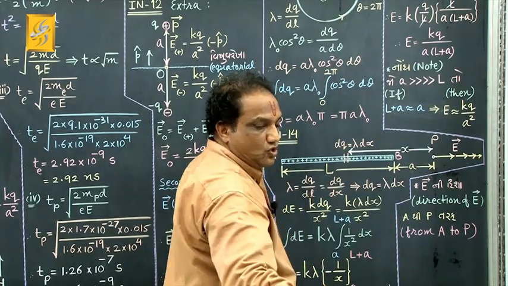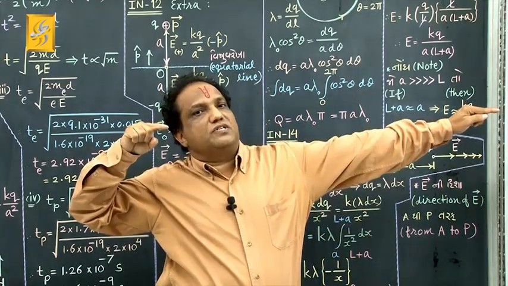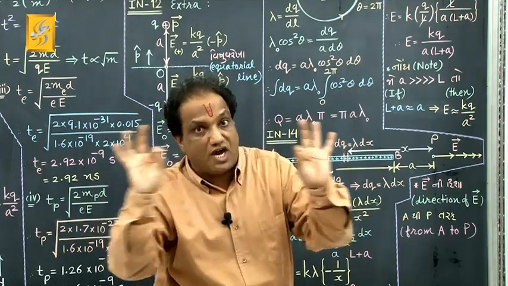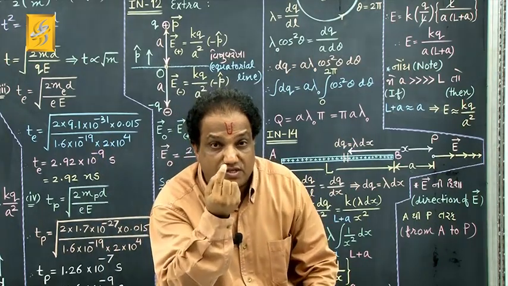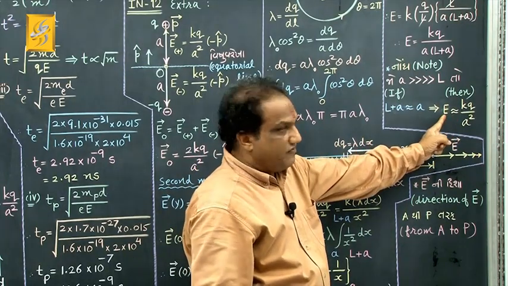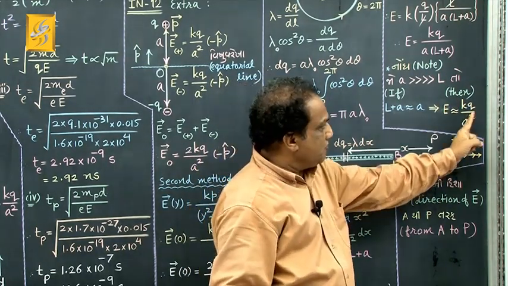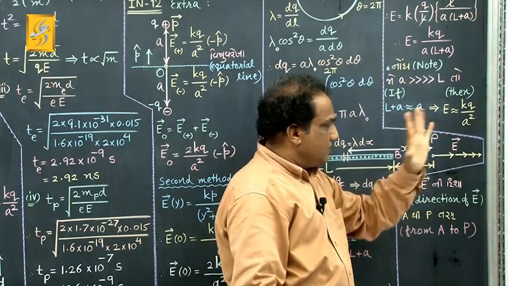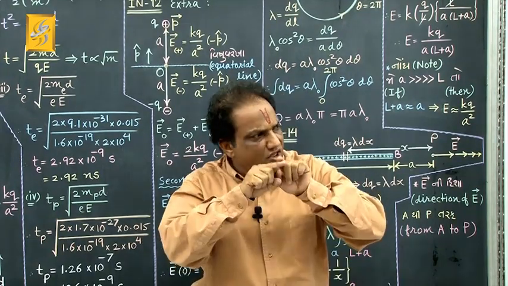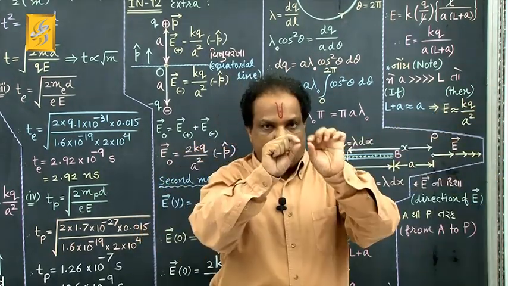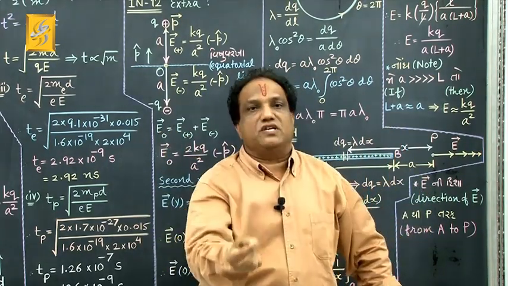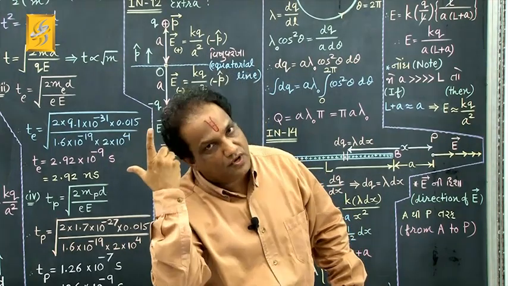So mind well, as far as a very far axial point is concerned, the total charge contained in a straight charged wire behaves as if it were a single point charge. I repeat, because this is the formula for the electric field of a point charge, k into charge upon distance square, correct? So you can express that result in words like this: for a very far axial point, the total charge contained in the charged straight wire behaves as if it were a single point charge. Okay, fine.